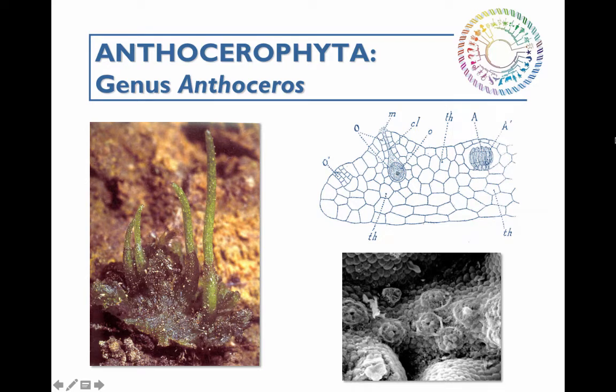The zygote will then undergo mitotic cell division and start growing into the young sporophyte. And as you can see in the photograph on the left, the sporophyte is this elongated structure which grows out from where the archegonium was.